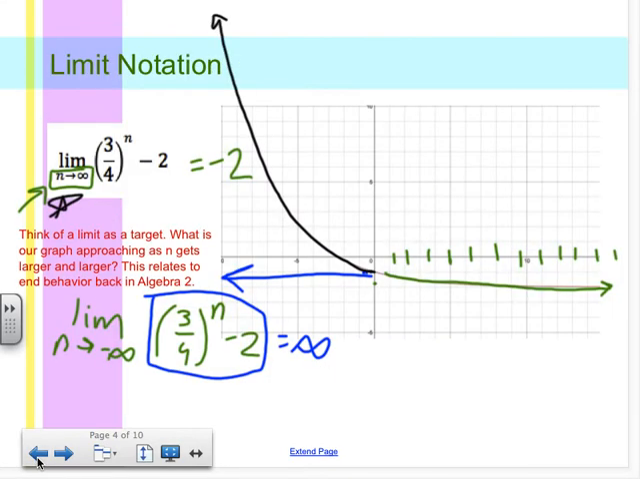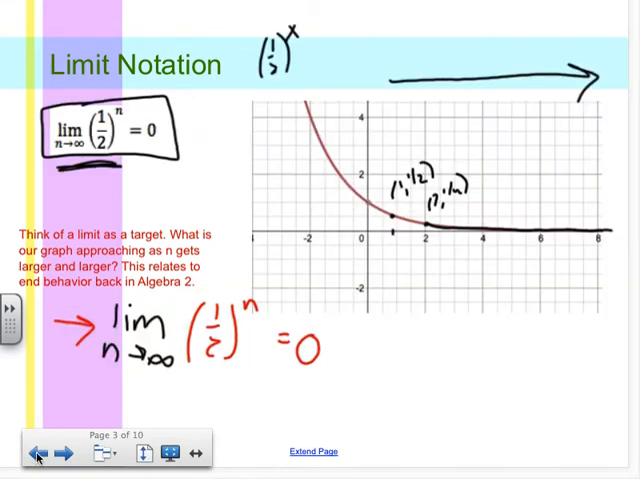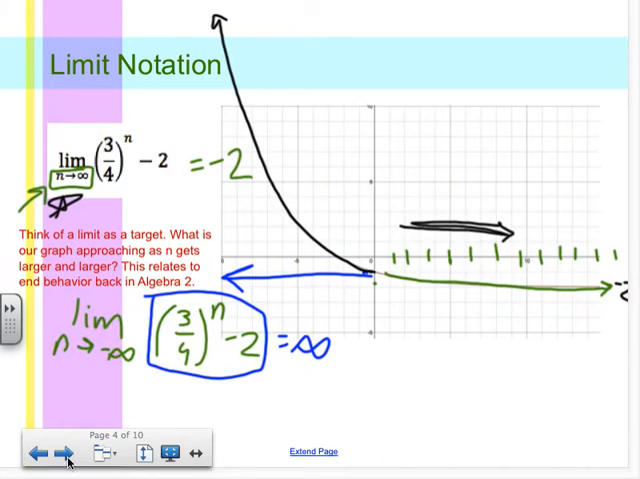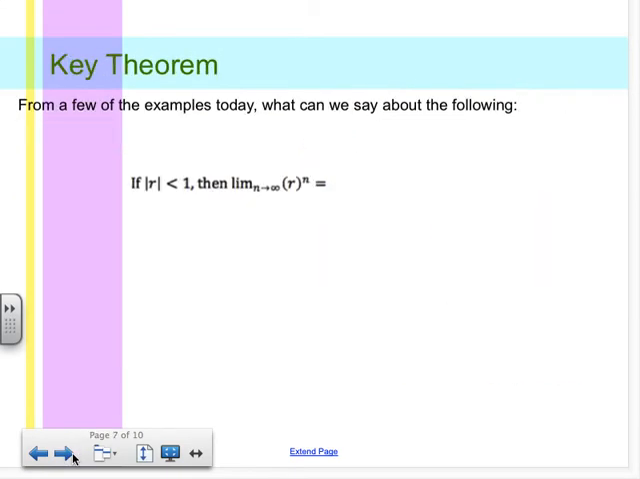Just like when we talked about back here, as we go to the right, it's homing in on the value of -2. As I looked at that first one here, that homed in on the value of 0. That gets closer and closer to 0. So that's why our limit is equal to 0. That's why our limit, as our n values go really far to the right, is equal to -2. That's the y value it's approaching when we look at this.